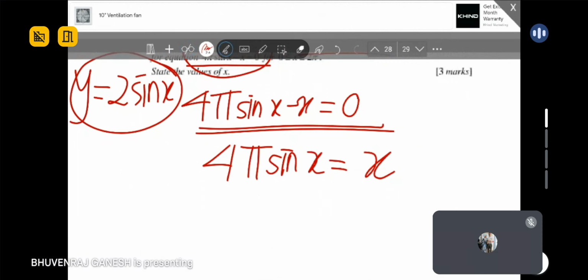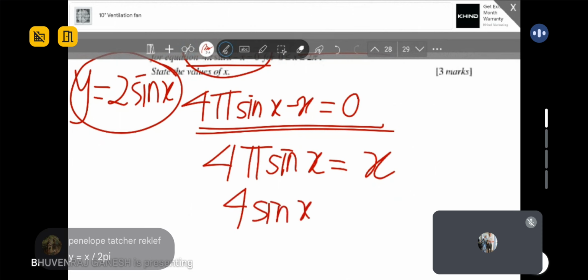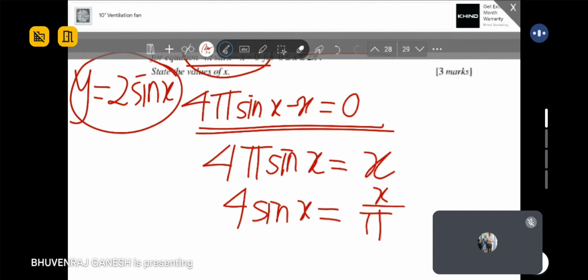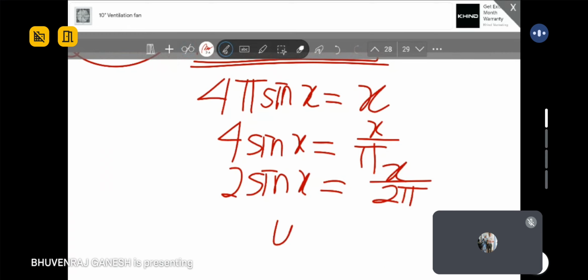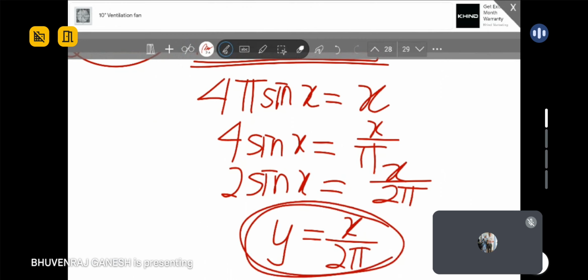Second step, what do you all do? Second step, you must divide pi. Am I right? Kamu kena bahagi pi. So you will get 4 sin x equal to, okay, x over pi. And then must divide 2. Bahagi 2. So 2 sin x equal to x over 2 pi. Guys, can you see it? So 2 sin x is what? Y. Okay, so y equal to x over 2 pi. So this is your straight line, garis lurus.